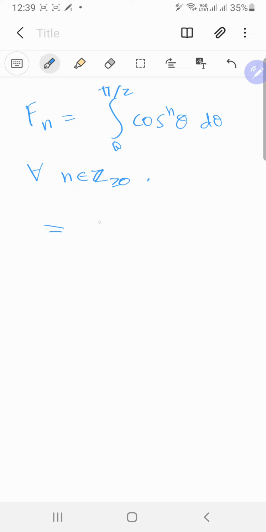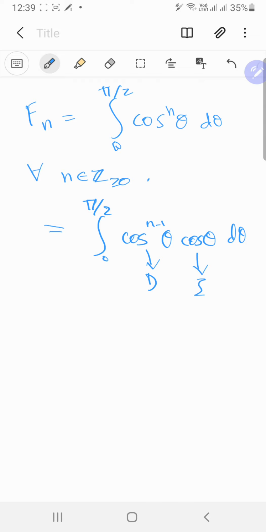I can write this as the integral from 0 to pi upon 2 of cosine power n minus 1 theta times cosine theta d theta. The basic idea is that maybe I can use integration by parts. I know I cannot take the integral of cosine power n minus 1 theta, so I could actually take the derivative of that and integrate cosine theta. Yeah, that will be better.